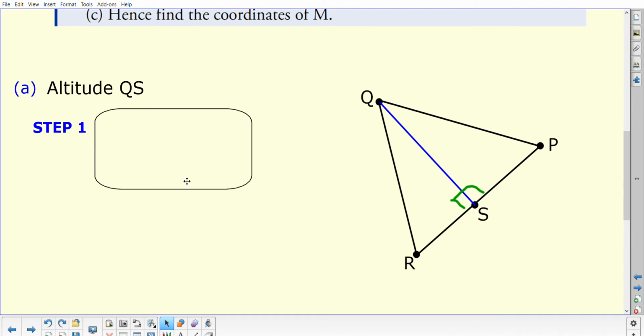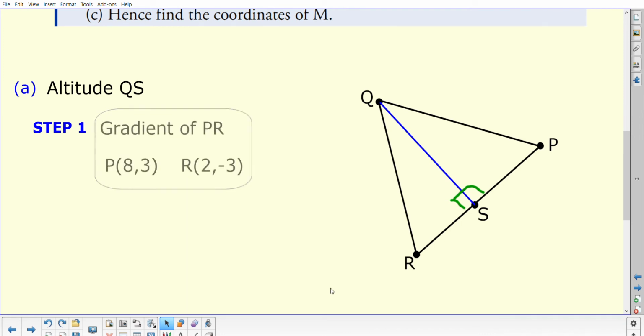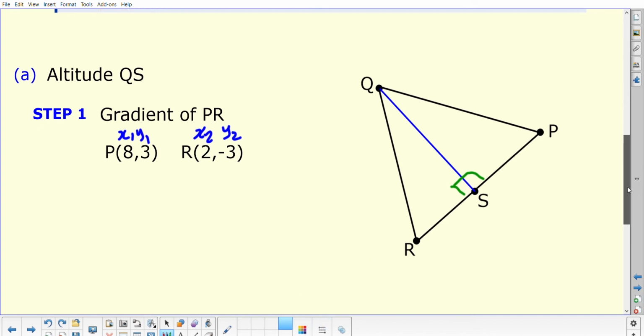First thing I need to be able to do is work out the gradient of PR, and that's this bottom line. That's going to help me get the gradient of QS. So what I'd be doing for this, and again I would be labelling my points x1, y1, x2, y2. I would have them written down because it's P and R, and you'll notice the diagram I've got drawn here has just got the altitude in it.